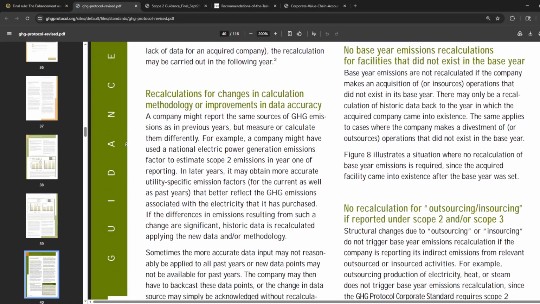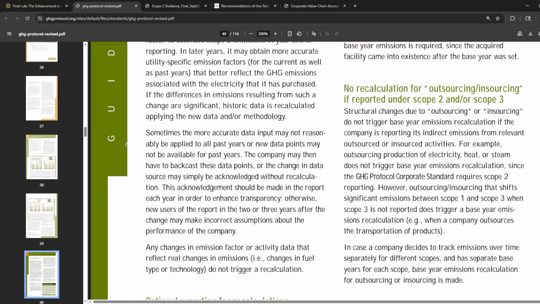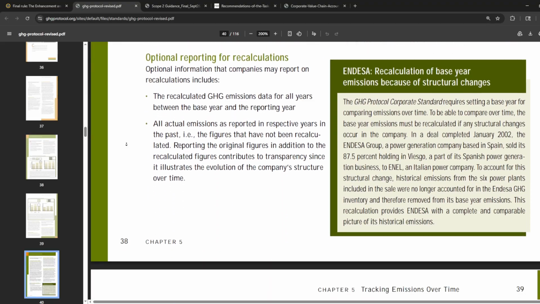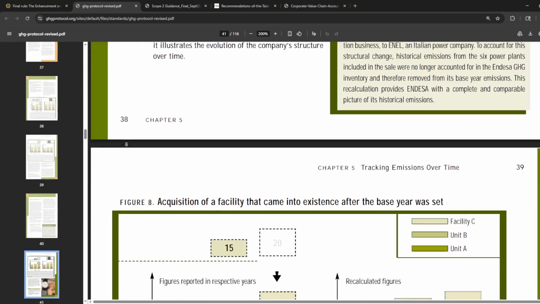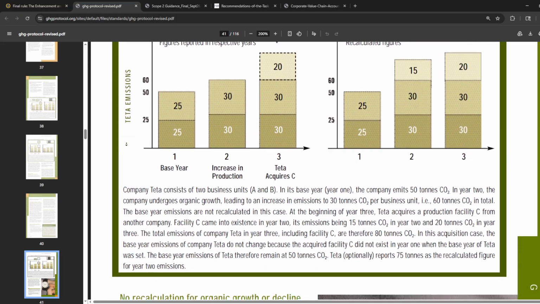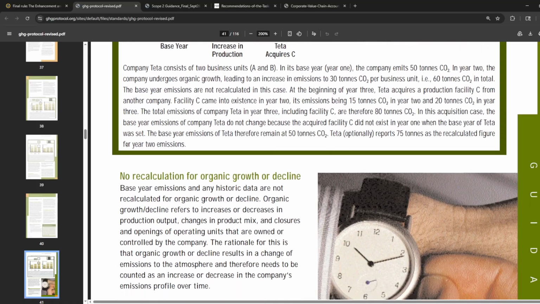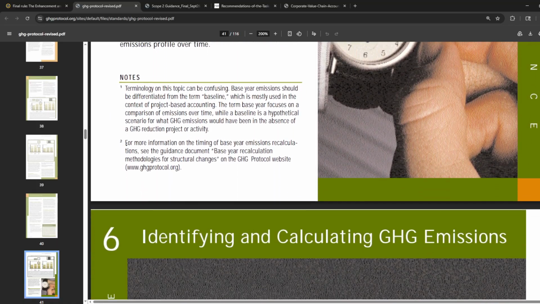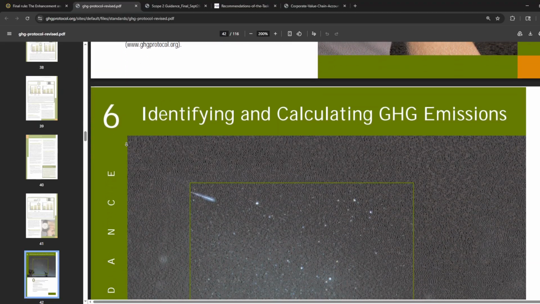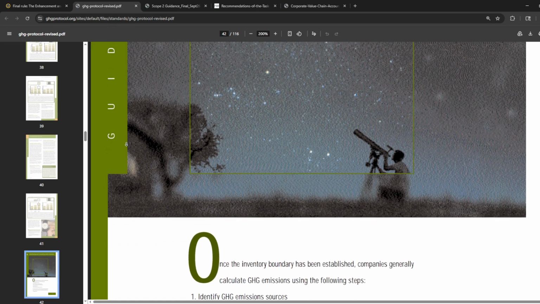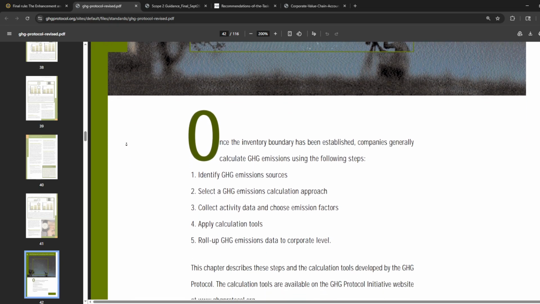You must decide whether to use an equity share approach or a control approach. The equity share approach means you report emissions based on your percentage of ownership in various business ventures. The control approach means you report 100% of the emissions from any facility where you have the authority to implement operating policies. Once the boundaries are set, the data collection phase begins.